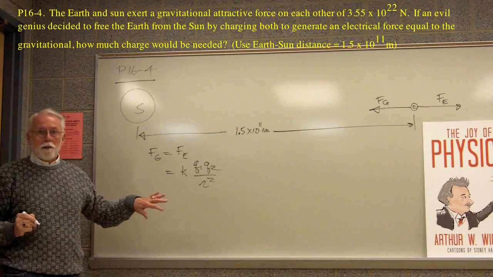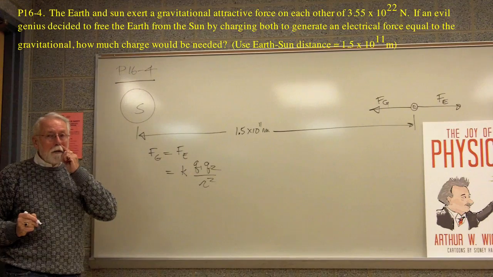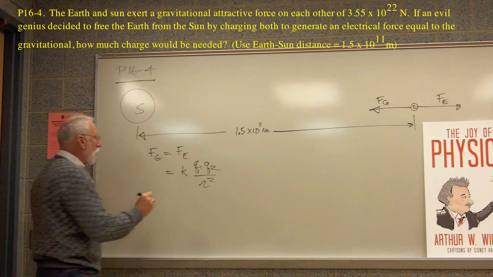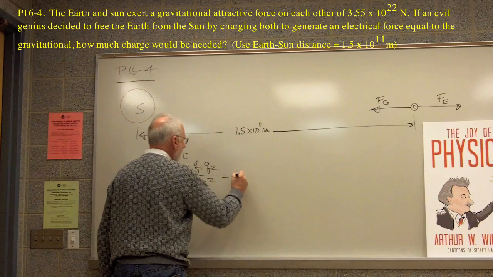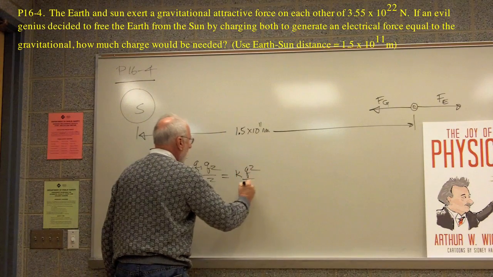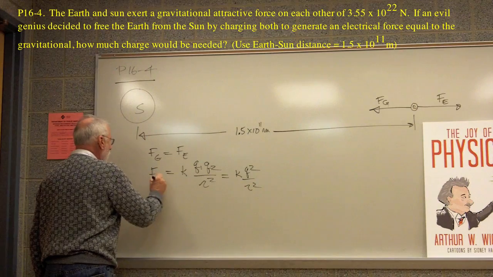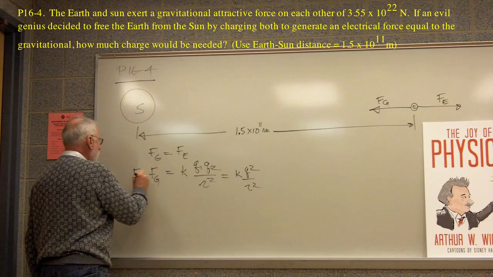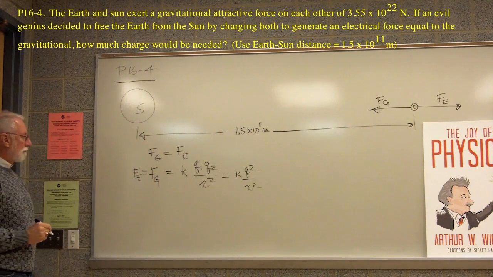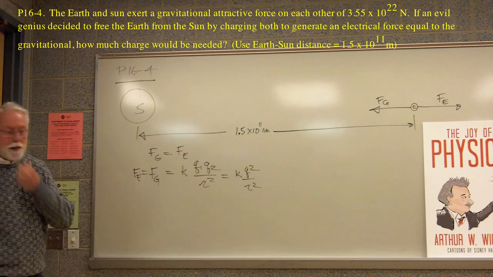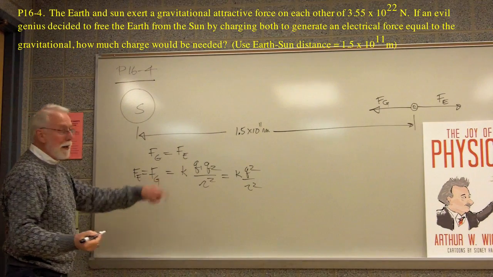So then, to make life easy, let's say that Q1 and Q2 are equal. There's the same number of charges on both, and so then this becomes kQ squared over r squared. So that's F gravitational and F electric because they're equal. Great. So what are we trying to find? We're trying to find Q. How much charge does the evil genius need in order to make this work?